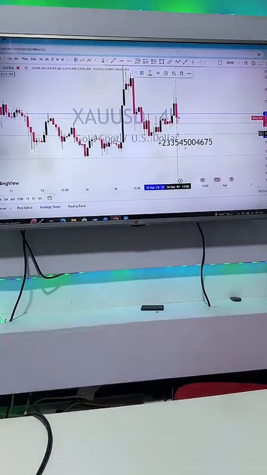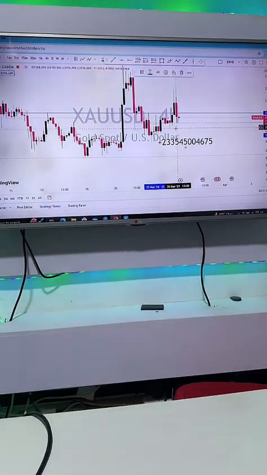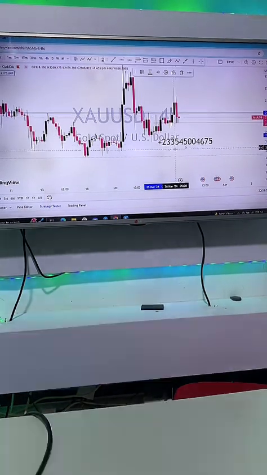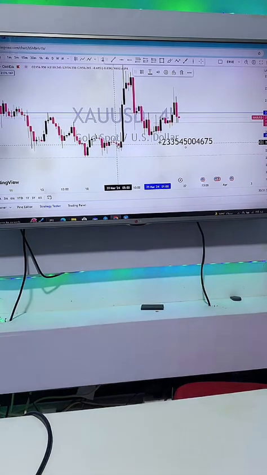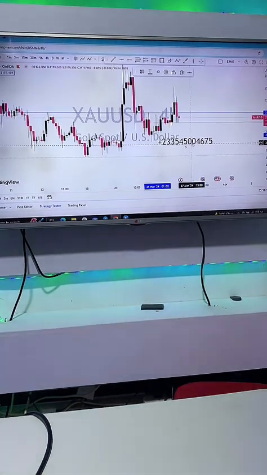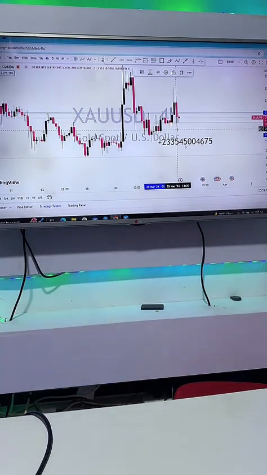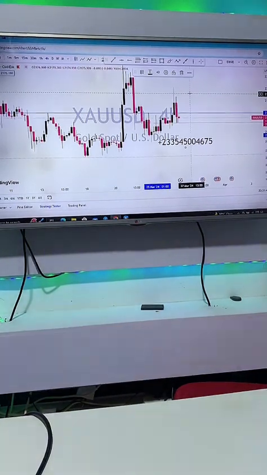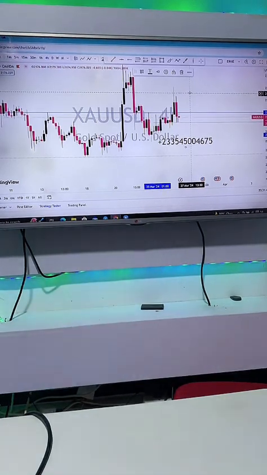Gold, I told you, gold is coming all the way to 2170, 2169. If it breaks that level, it will drop all the way to 2155. If you respect the 2170 zone, then it will push up again. If it doesn't, it will stop, it will sell down. I'm sorry guys, check gold.